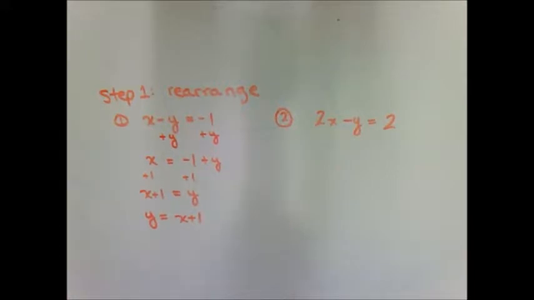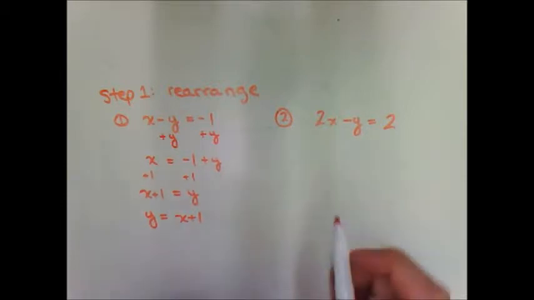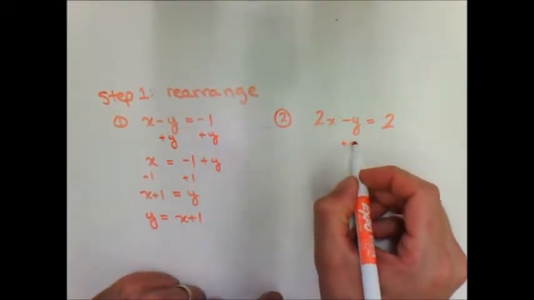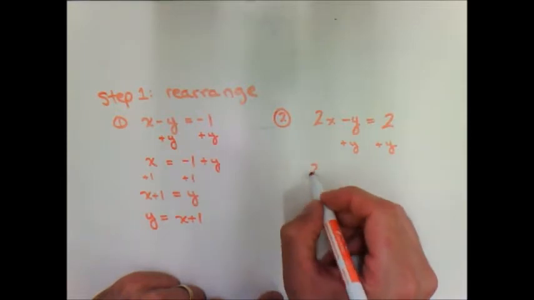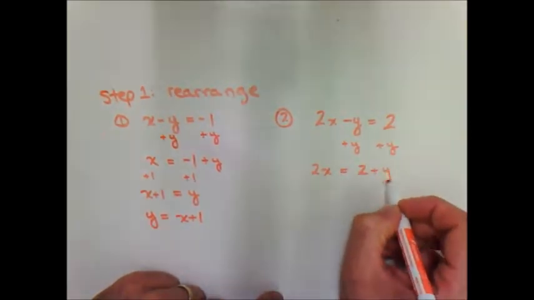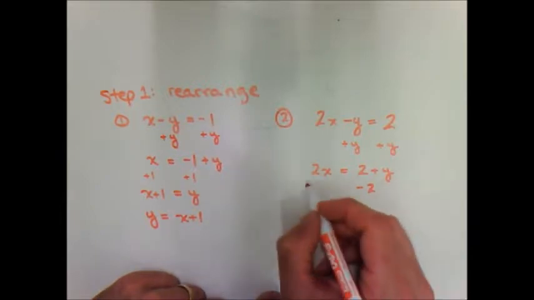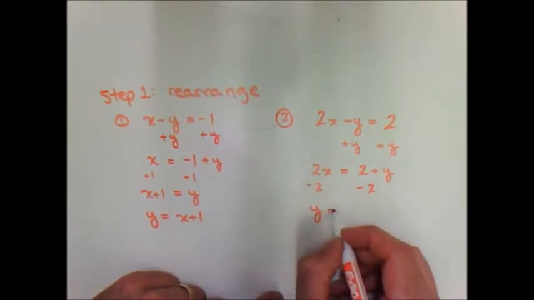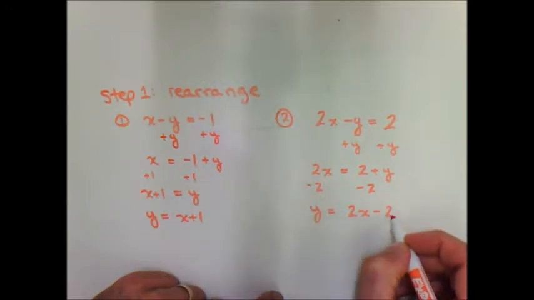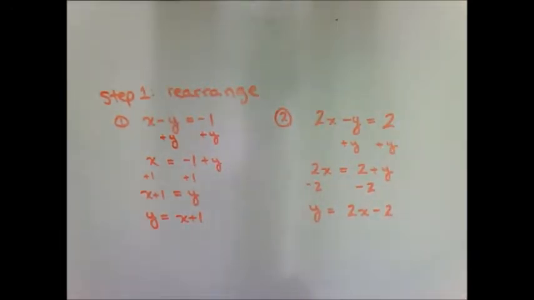You go ahead and give equation 2 a chance on your own. Rearrange it into the form y equals mx plus b. Okay, if you're ready, you can look up and check what we have here. Equation number 2 should be y equals 2x minus 2.